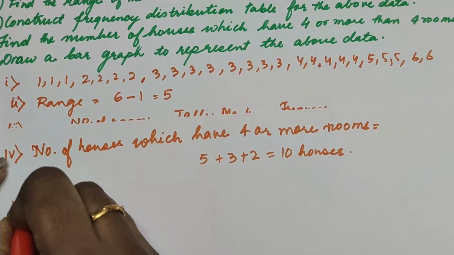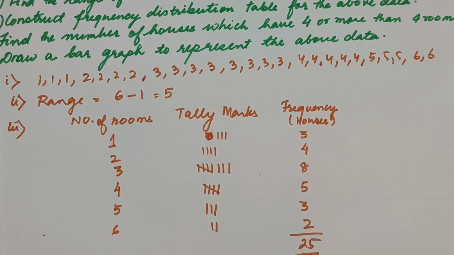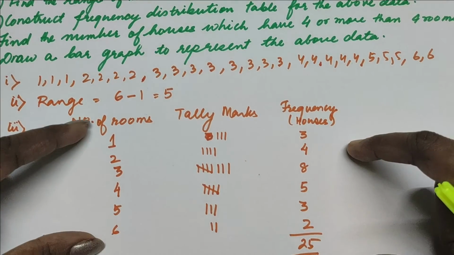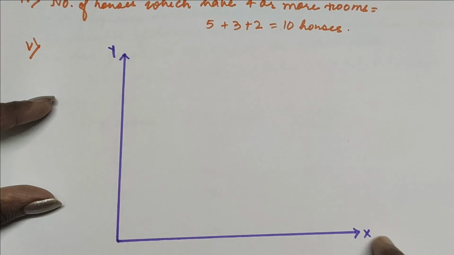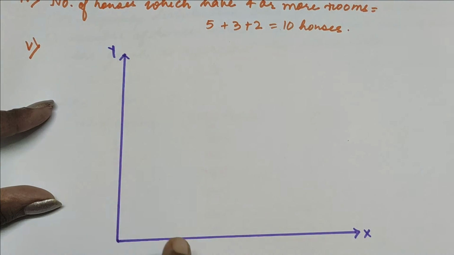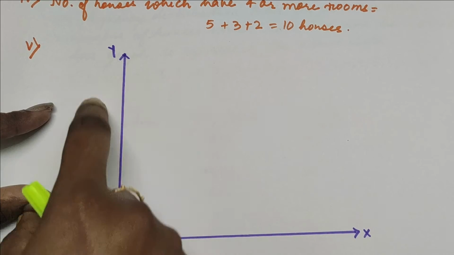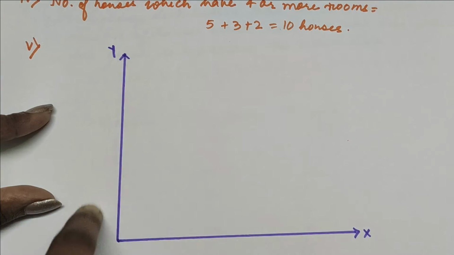So I'm going to show you how to represent the bar graph. Now to draw the bar graph, this is the table and we have to draw that in the bar graph. As I was telling you in the beginning, this is the x-axis and this is the y-axis, and I'm going to write the number of rooms here and the number of houses, that is the frequency, in this column.